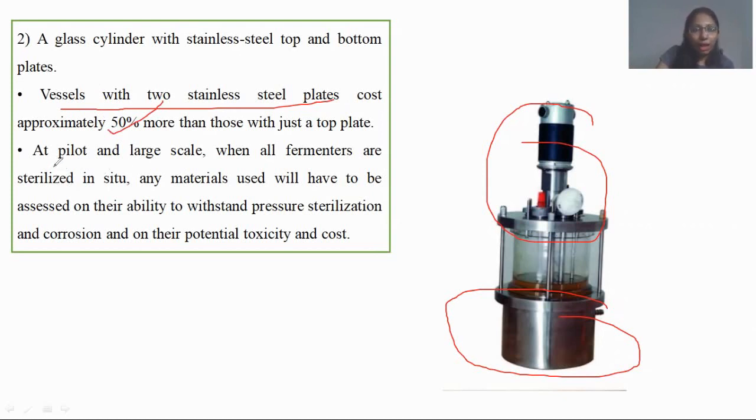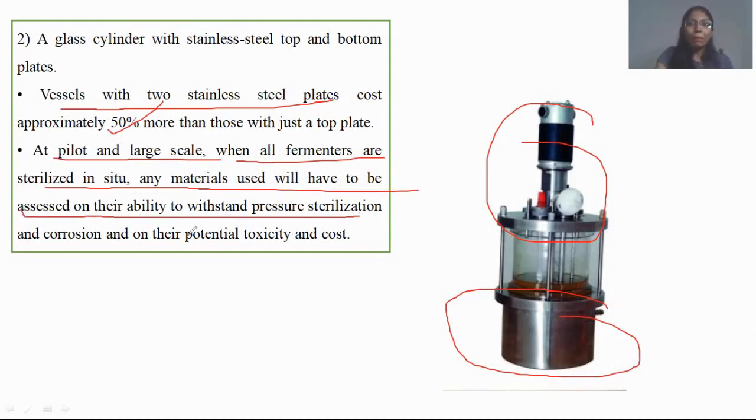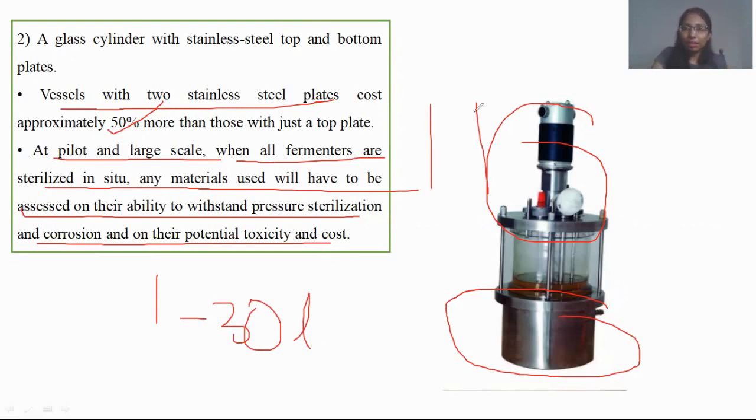At pilot and large scale, when all the fermenters are sterilized in situ, any materials used will be assessed for their ability to withstand pressure, sterilization, and corrosion, and for their potential toxicity and cost. In industries, we don't deal with just 1 to 30 liters of volume. There are volumes in tons, so you have to sterilize the bioreactor internally. You cannot autoclave such a giant bioreactor.